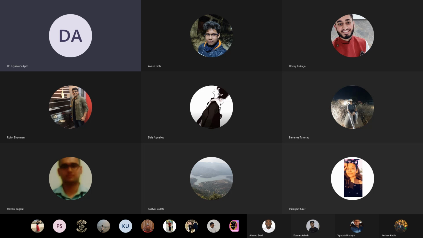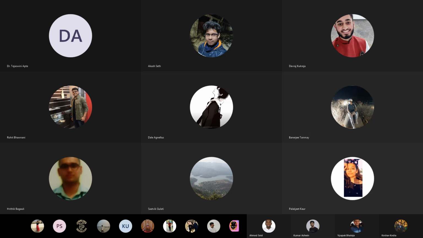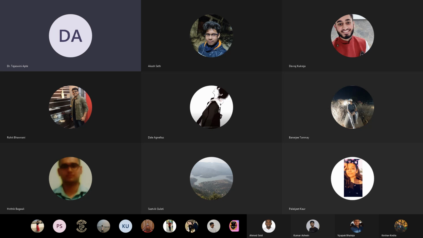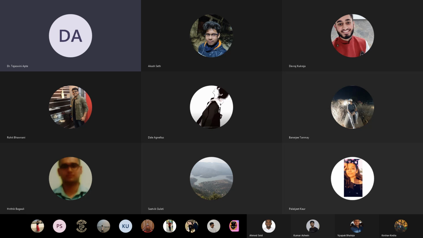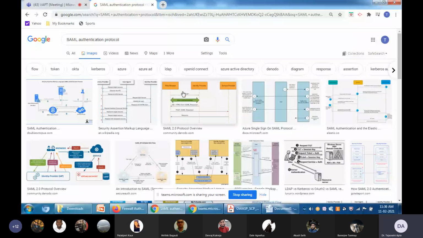Let me give you one very nice diagram of what I mean to say. Just hold on, let me share the screen. Okay, so let me share my screen with you. Yeah, just look at this, it is a very nice SAML diagram that I have shared with you.